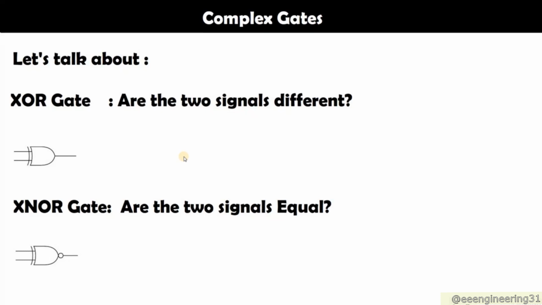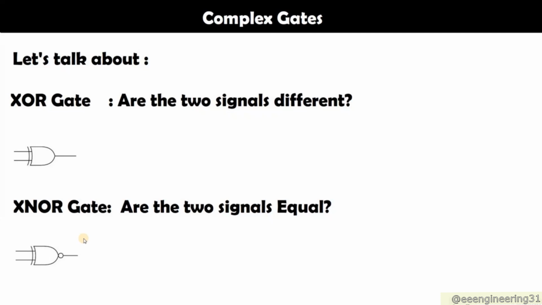Now the XOR gate is represented with a symbol like the OR gate, but it has an arc behind it. The XNOR gate looks the same, like an OR gate with an arc behind it, but the difference is it has a circle in the front as well. So, what does the XOR gate do? It checks if two signals are different from each other. If that is the case, then we will get a 1.